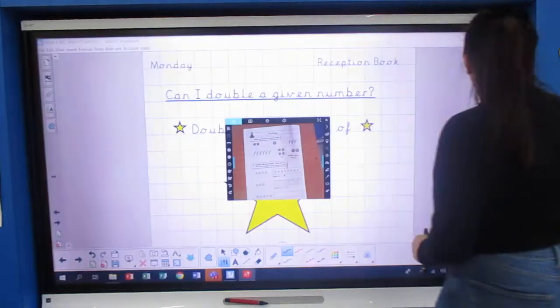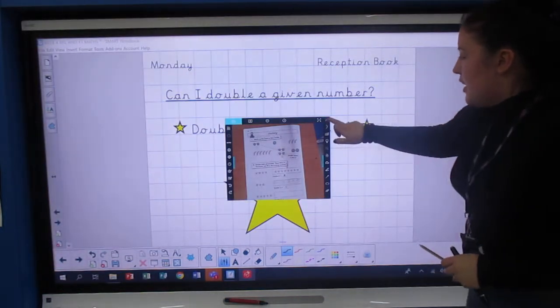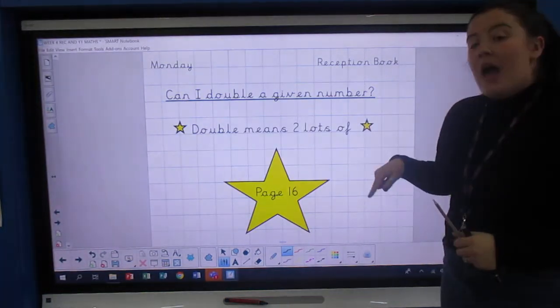So if you have got the reception booklet, you can get on with your workbook now and send me some photographs of your learning.